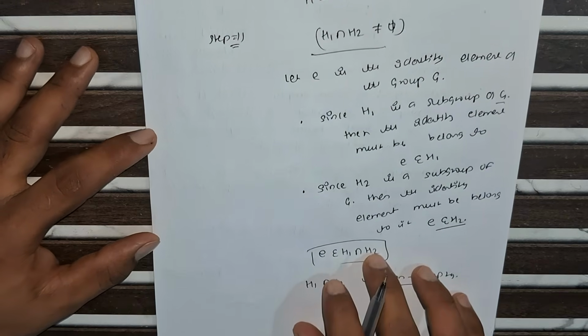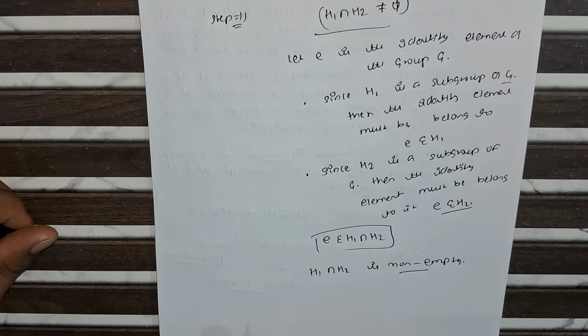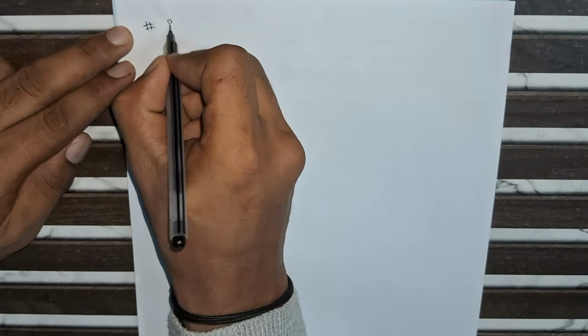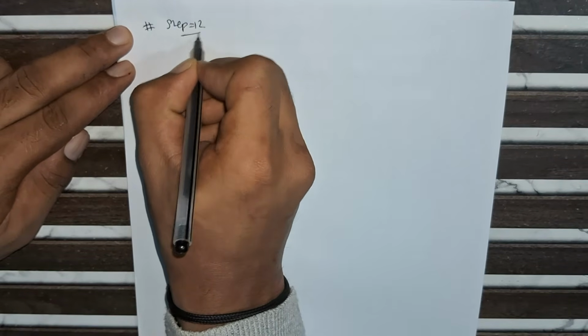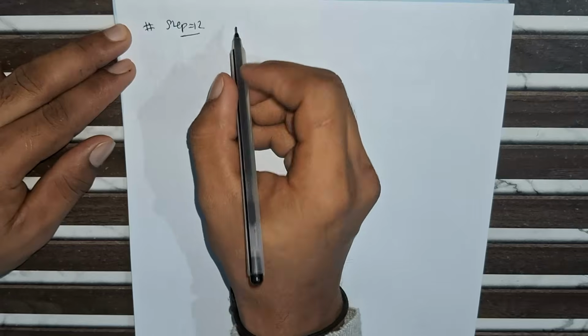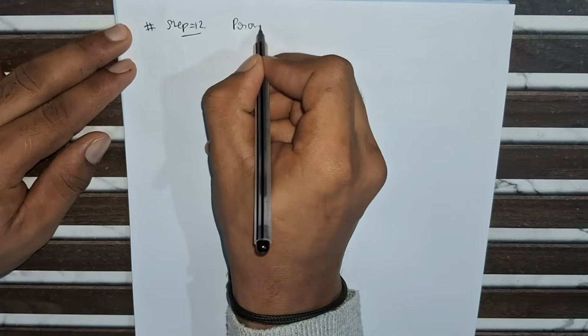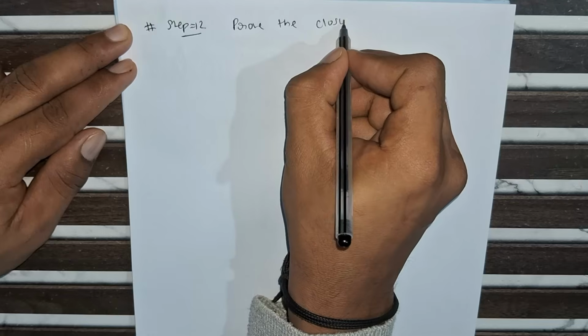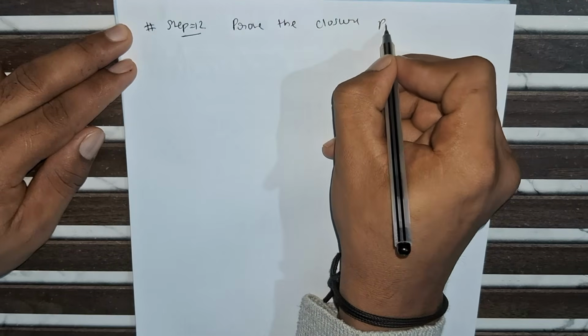Now move to our second step, where we have to prove the closure property. So our step 2 is to prove the closure property.